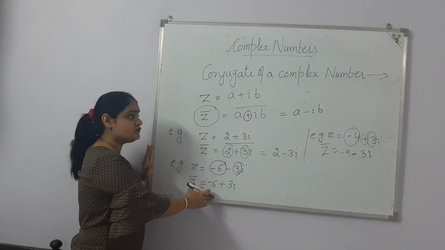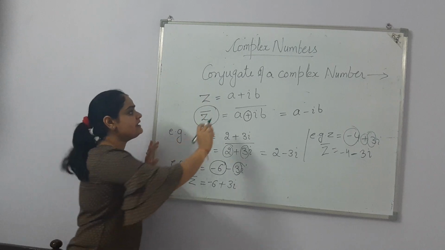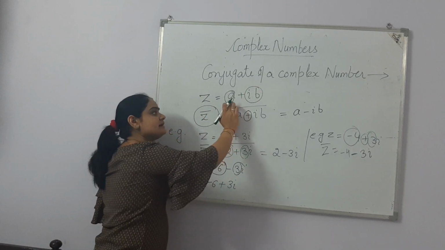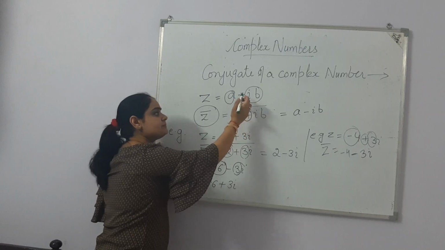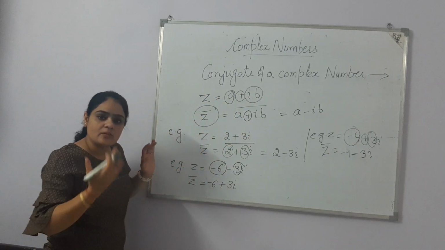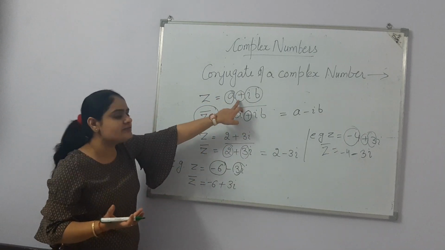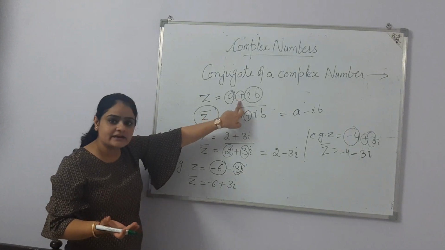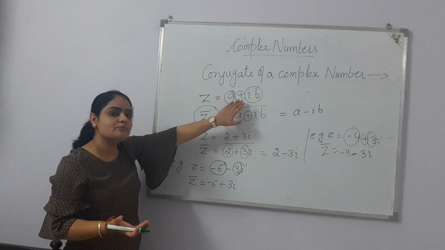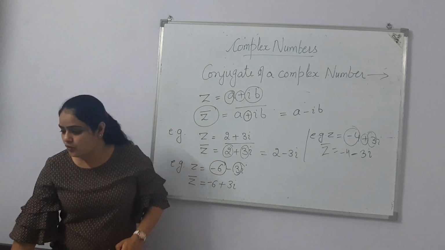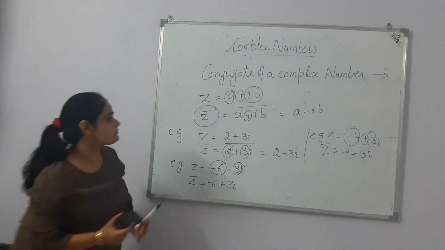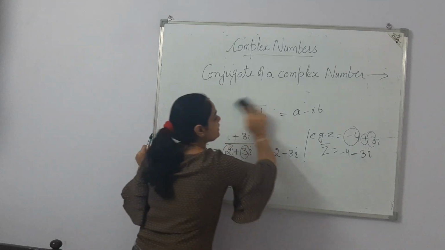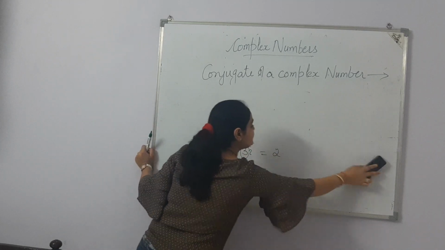What do you mean by a conjugate? Conjugate is saying the sign in between the real and imaginary part will be opposed. That means if there is a plus sign, we'll put a negative sign. If there is a negative sign here, then we'll put a positive sign. So hope it is clear to you. Now we'll do some questions on the conjugate of complex numbers.